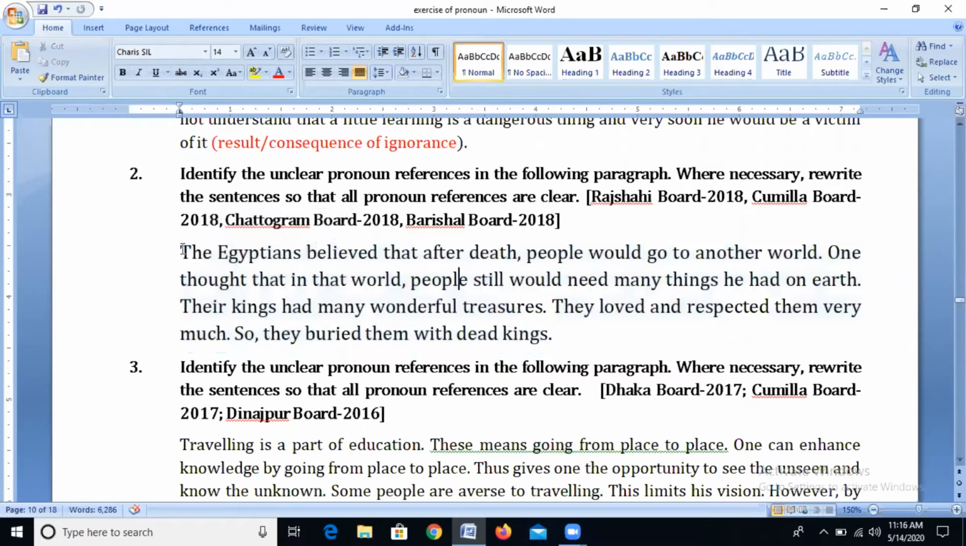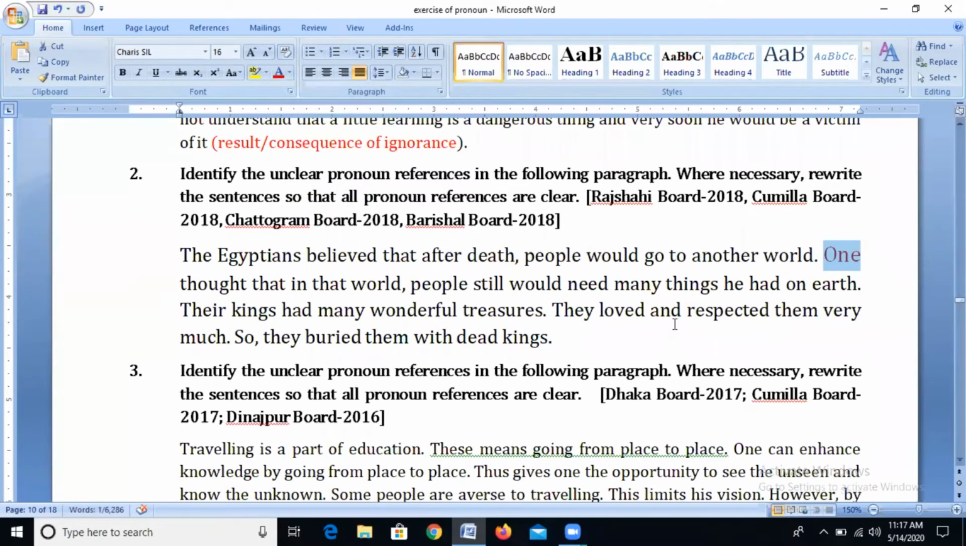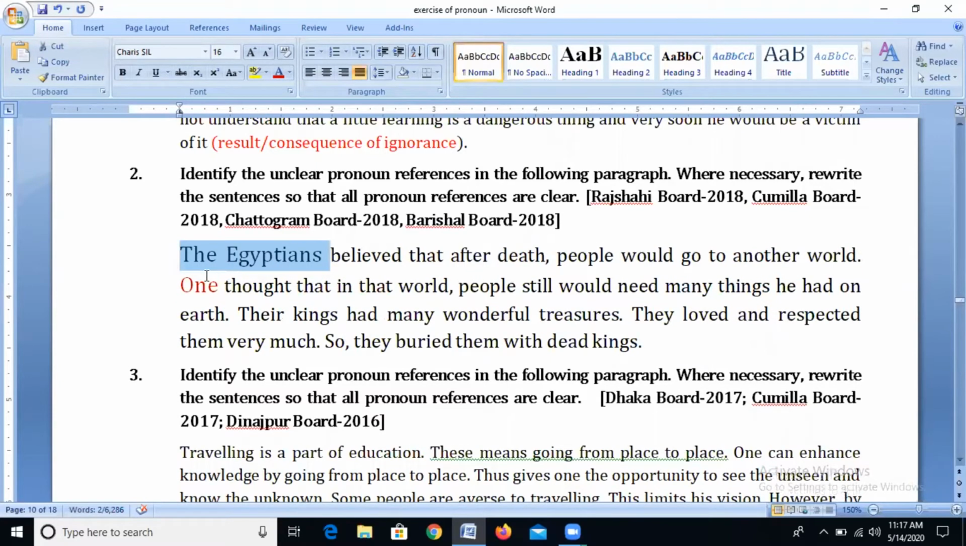Okay. So in the first sentence, we do not find any confusion, or any pronoun here. So just skip it. Then come to the next sentence. One thought that in that world, people still would need many things he had on earth. I think you have marked this pronoun. Just mark this pronoun, and for your benefit, I will change its color so that you can easily mark it on the screen. One thought that. Whom does this one refer to? This one refers to the Egyptians. Am I right?